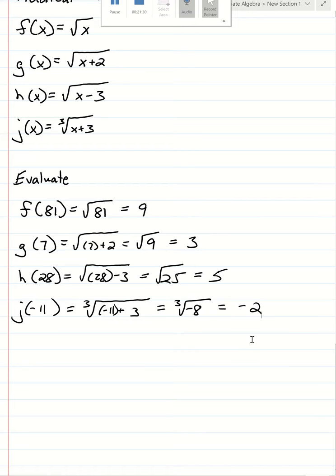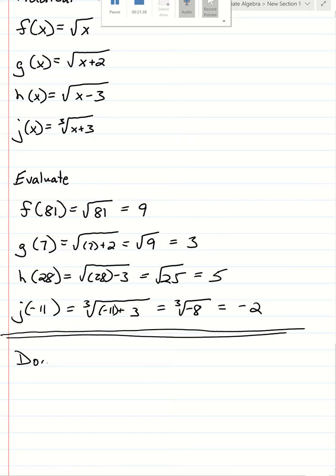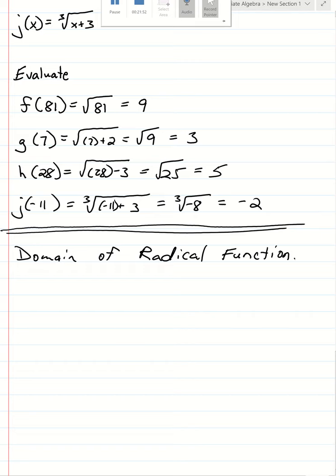Which of course is different if I was to ask you for the domain. When I ask you for the domain of a radical function, we have to be careful now, because here we may have some restriction. Particularly when we have square roots. For example, when we have f of x equals the square root of x. That is your most fundamental radical square root function.